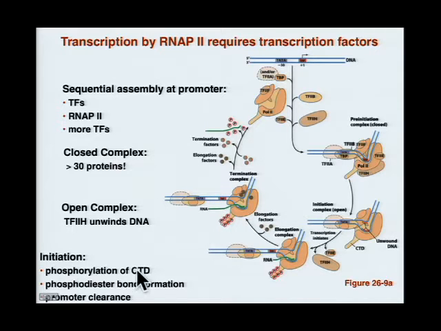Okay, so we have phosphorylation of the C-terminal domain of RNA polymerase 2. During elongation, we have phosphodiester bond formation, and then we clear the promoter, leaving back a bunch of these initial proteins that we assembled. Okay, so this is an initiation of eukaryotic transcription. Any questions on that? It's a little confusing the way they've drawn this. It sort of looks like it's pre-assembled. So TBP binds DNA, then this binds, and then this binds. Okay, we're not pre-assembling.